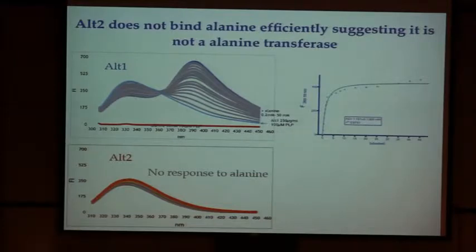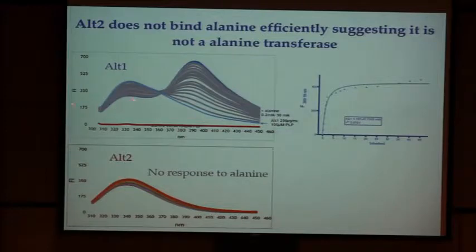Then other questions opened. L2 doesn't have this activity. Why? Maybe because it doesn't bind alanine. For this question, I did some binding experiments. In this experiment, you make a titration with alanine, and you measure intrinsic fluorescence. Intrinsic fluorescence is a technique with which you can look at structural changes.